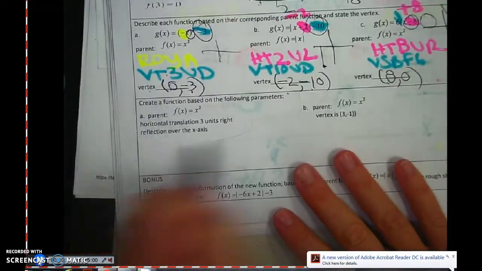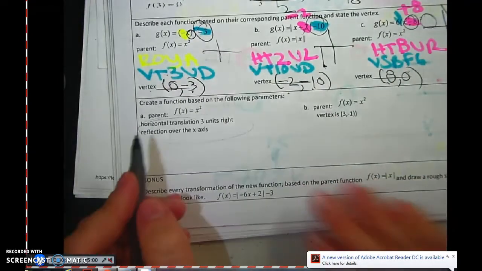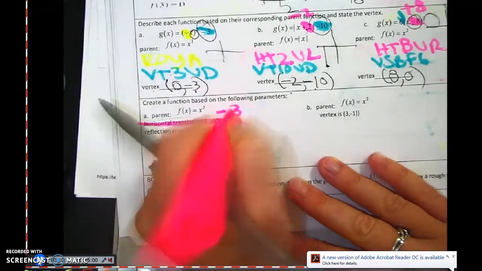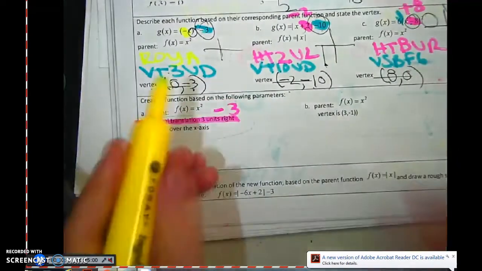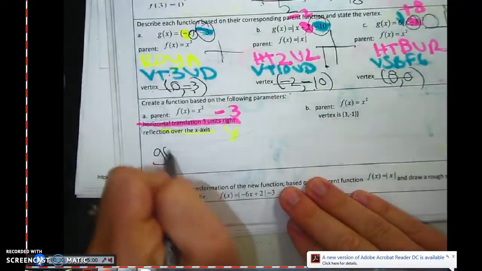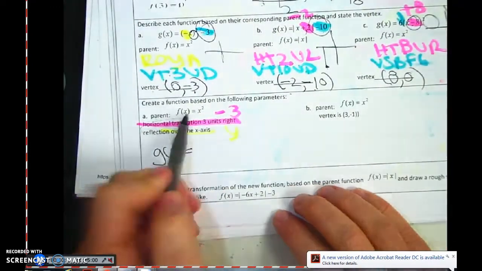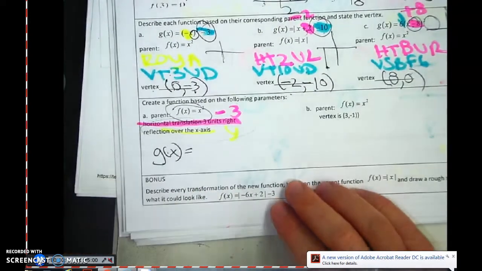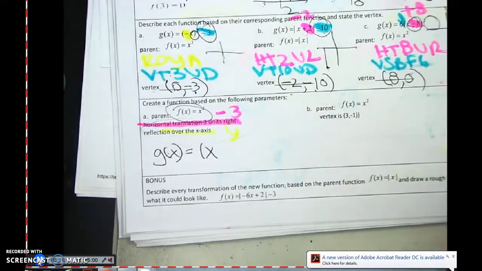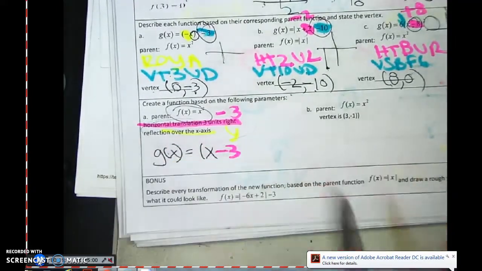Now, before we've done all the describing, now we're going to go backwards. So horizontal translation, 3 units right, really means to the left, so minus 3. And reflecting over the x really means I'm going to focus on the y. So I'm going to write g of x equals. You can't write f of x because this is the parent. The child has to be different. Okay. Then you're going to go parentheses x minus 3.